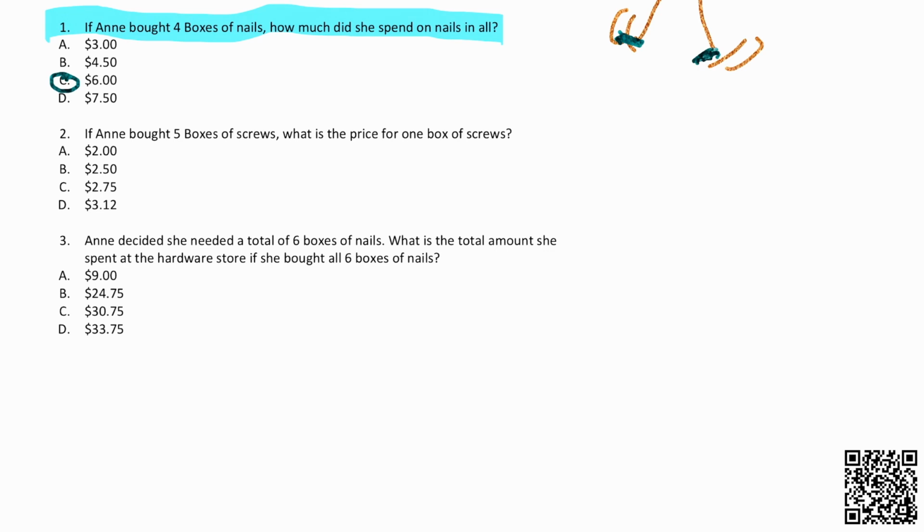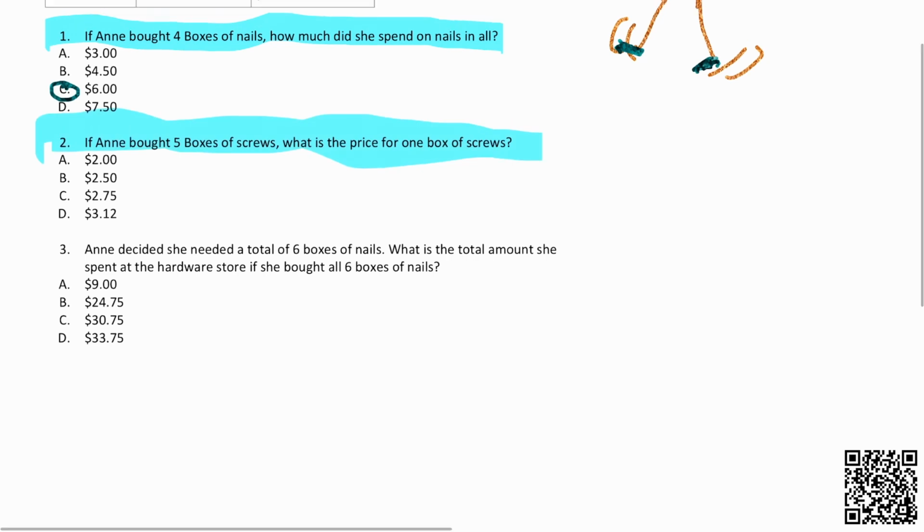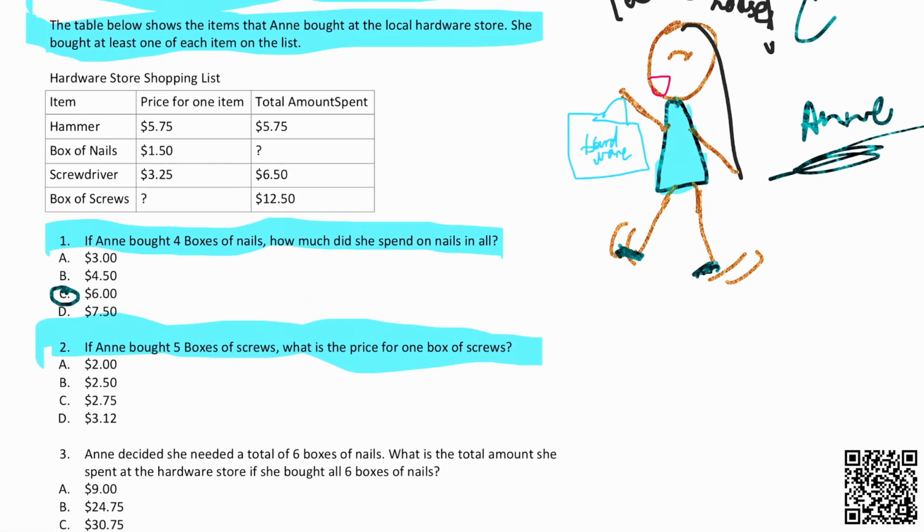Our second question is, if Annie bought 5 boxes of screws, what is the price for 1 box of screws? And how much did she spend on screws? 12.50.